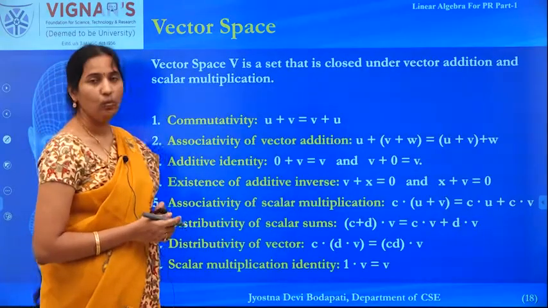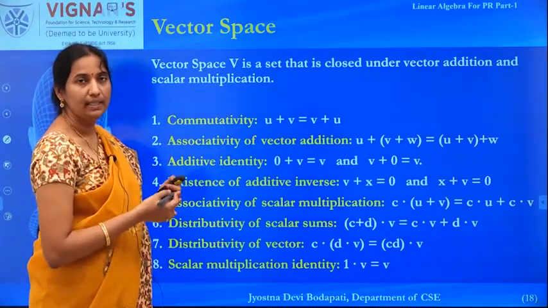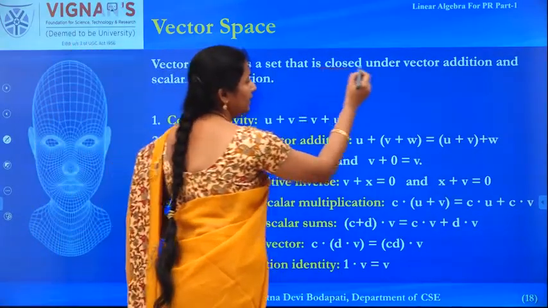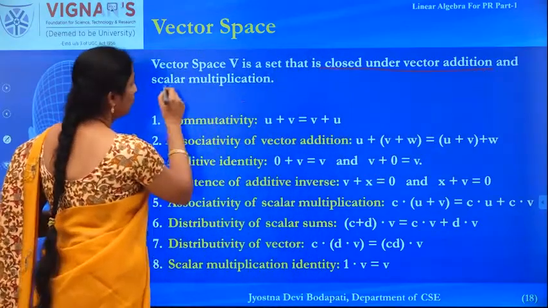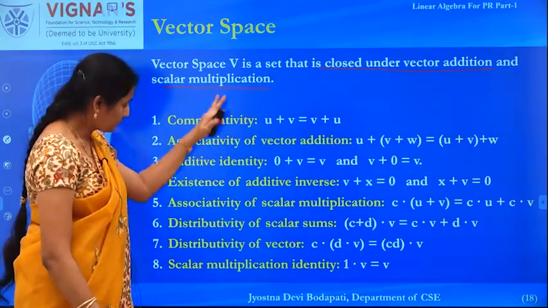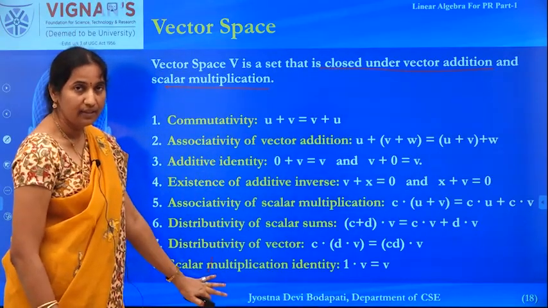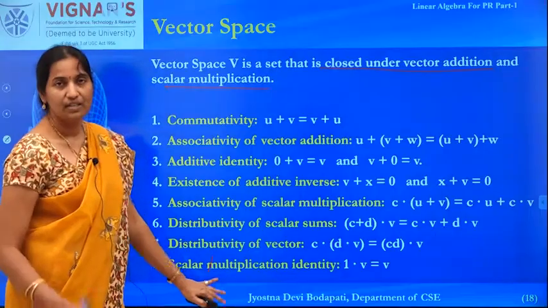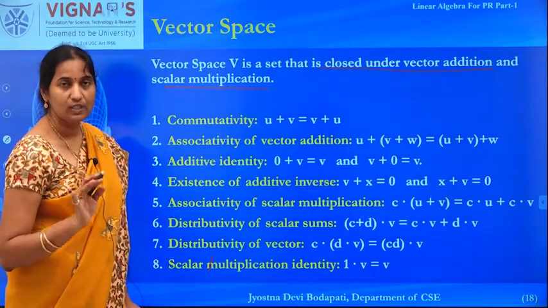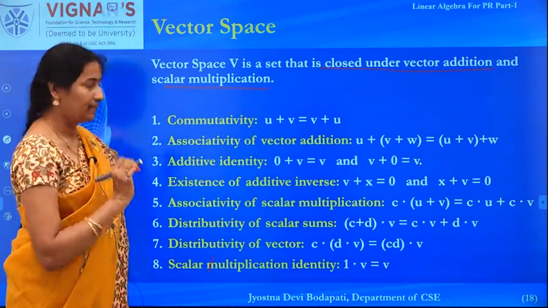And now let us see what the vector space is. A vector space is basically a set which is closed under vector addition and scalar multiplication, and it should satisfy all these properties. If all 8 properties are satisfied for a given set of vectors, then we can call that set of vectors a vector space.